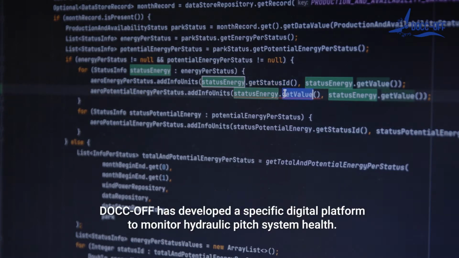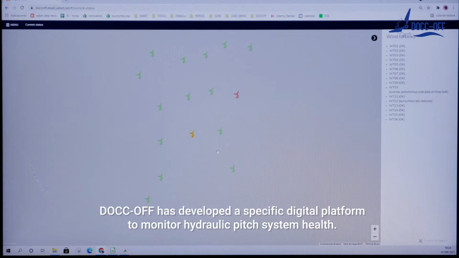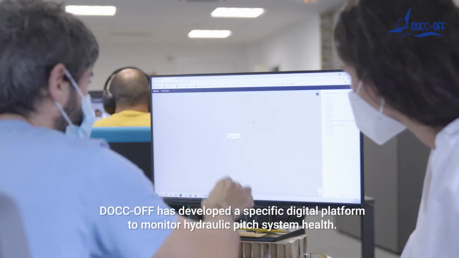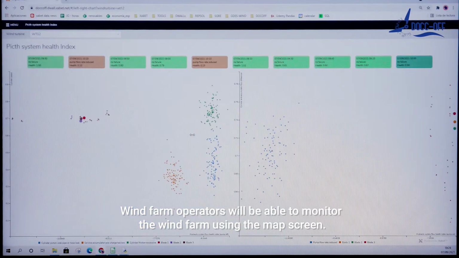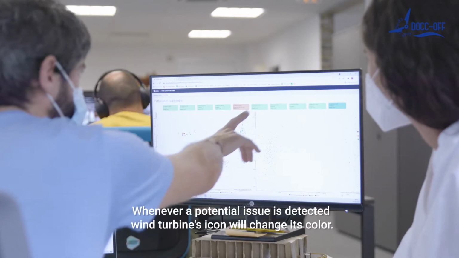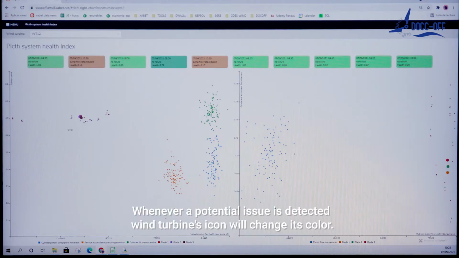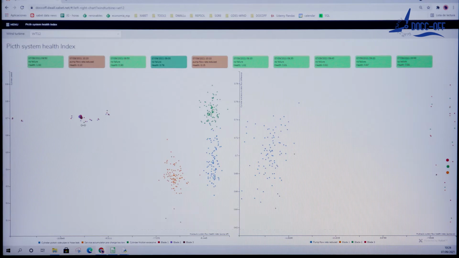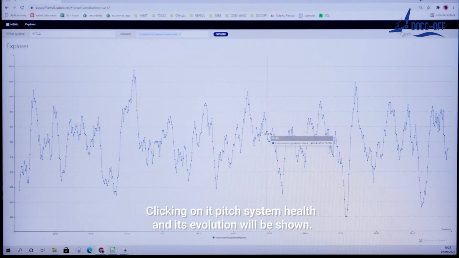Docc-Off has developed a specific digital platform to monitor hydraulic pitch system health. Wind farm operators will be able to monitor the wind farm using the map screen. Whenever a potential issue is detected, the wind turbine's icon will change its color. Clicking on pitch system health, its evolution will be shown.